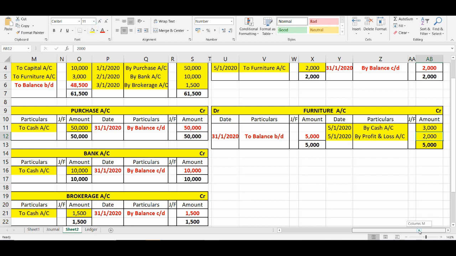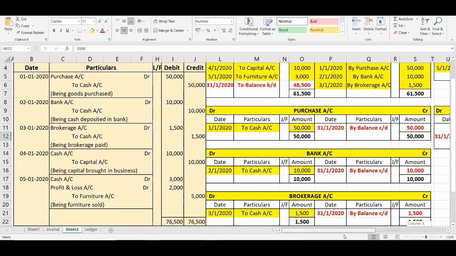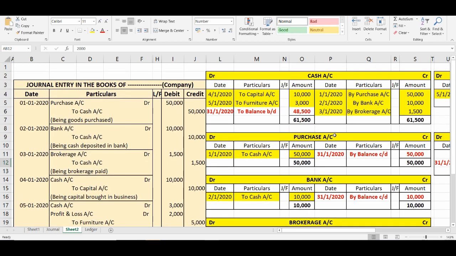Now we will close all accounts. Now how we close all accounts is, first let's see for the cash account. In the cash account we will simply take the total of the greater column. So this column is greater, has more total, so the total comes to 61,500.